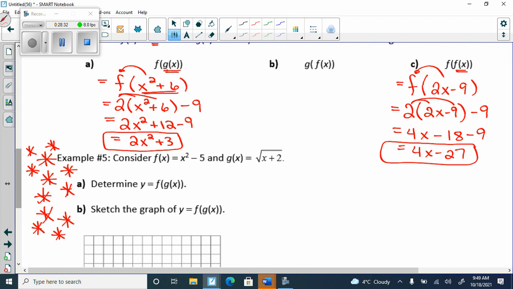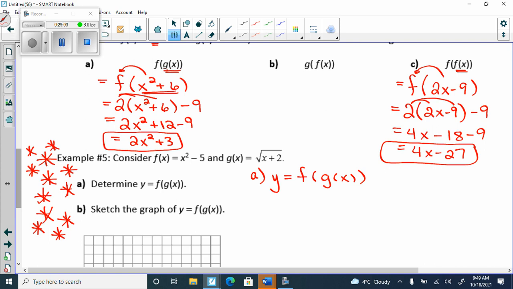Okay, so let's look at A over here. So y equals f of g of x. Now, paying close attention, what's the first thing we do? Nothing changed here. We're substituting a radical in. This is where life gets a little bit weird when we substitute radicals in. So when we substitute radicals in, what happens? My domain gets restricted because I can't have negatives under the radical.